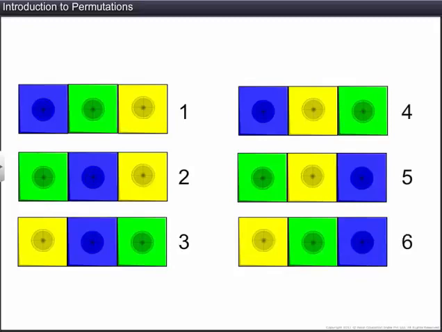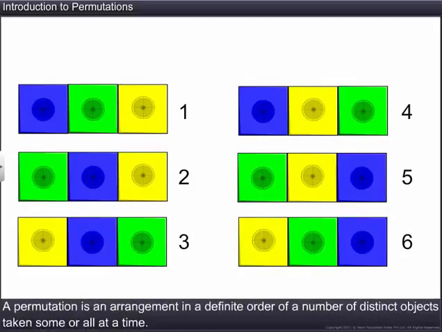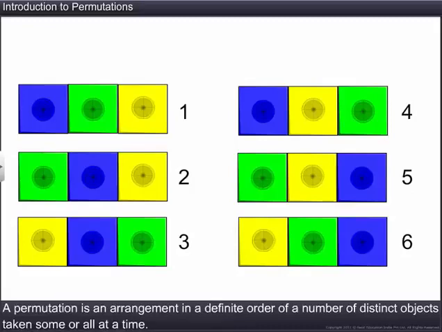Therefore, there can be a maximum of 6 possible unique arrangements using the 3 tiles. Here, each arrangement is called a permutation. We can define a permutation as an arrangement in a definite order of a number of distinct objects taken some or all at a time.